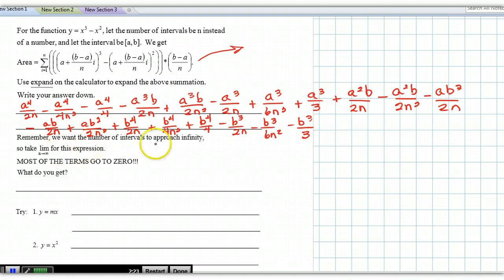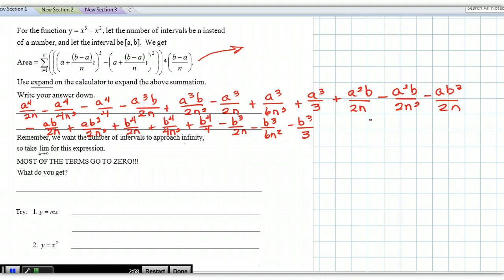Now remember, we want to take the number of intervals to approach infinity. So take the limit as n goes to infinity for this expression. Now make sure that you take the limit as n goes to infinity of the expanded expression. If you try to take the limit as n goes to infinity of the summation, your calculator will be overloaded and then it will not simplify out. It will just keep working and never give you an answer. So make sure that you expand the expression out first, then take the limit as n goes to infinity.